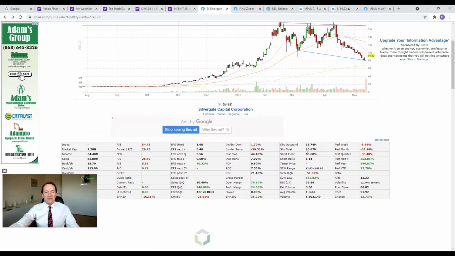Let's look at the float. Well, the float is not all that low. How do you know the float is not all that low? The total shares outstanding is 18 million. However, the float is 16 million. So the float is not even half. So let's look at the stock here.